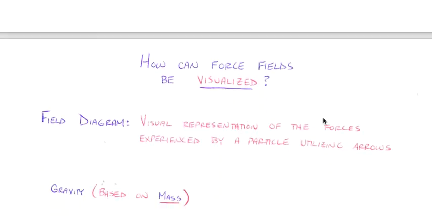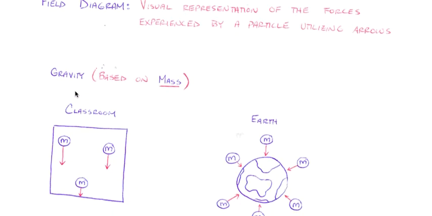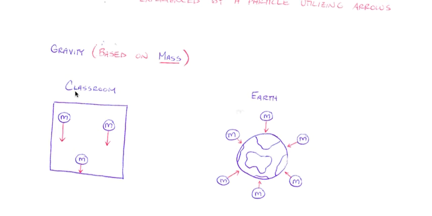All right, so now that we understand what a force field is, how can force fields actually be visualized? How can we draw them? How can we analyze them? We do that with what's called a field diagram. A force field diagram is just a visual representation of the forces experienced by a particle, and we use arrows to represent what's going on there. I think the easiest way to look at it would be to look at the example of gravity, because I think that's one thing that most of you are familiar with.